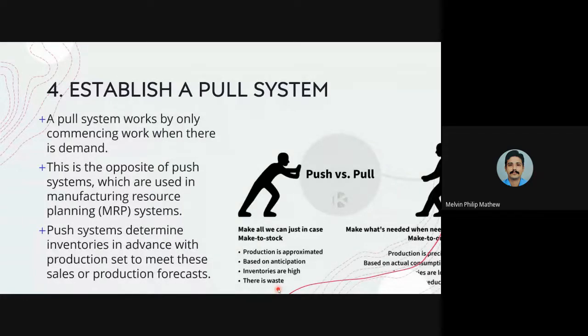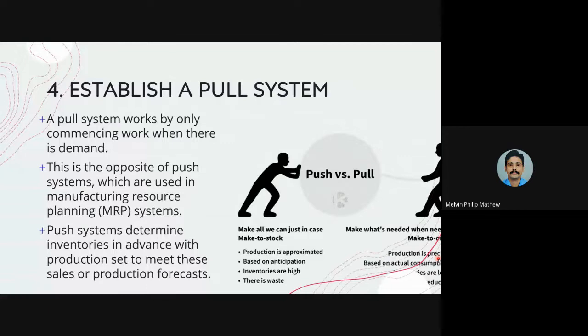So such a process or such a system is always known as a push system. But in the case of a pull system, here is what is done: make what's needed when needed. That means you are making products according to the demand itself. Okay, according to the demand only you are making it. So production is precise.